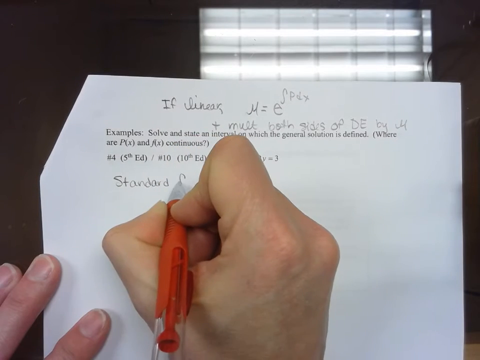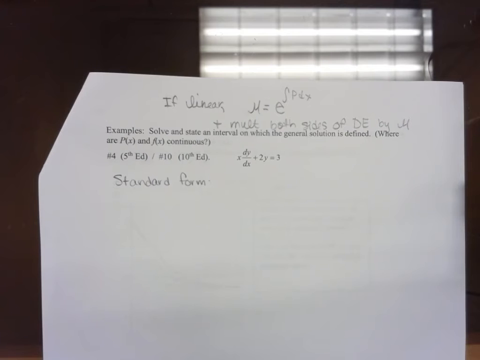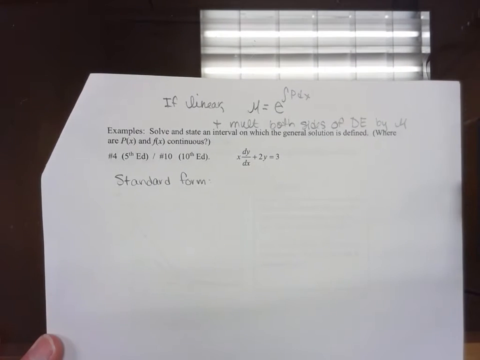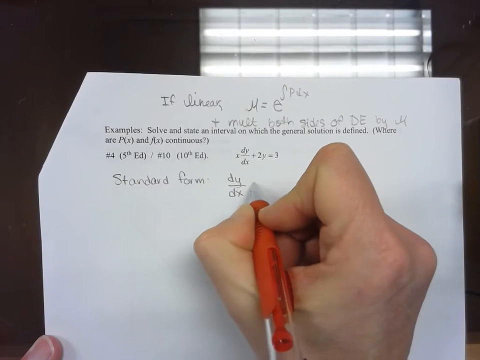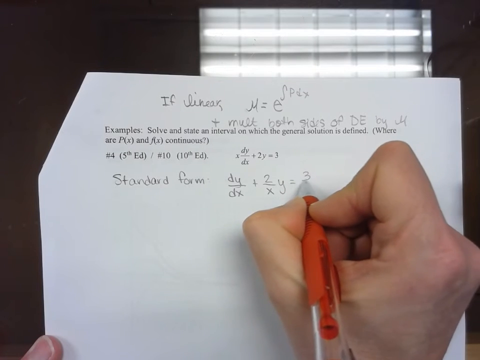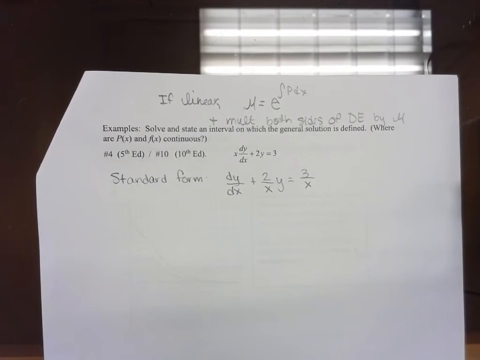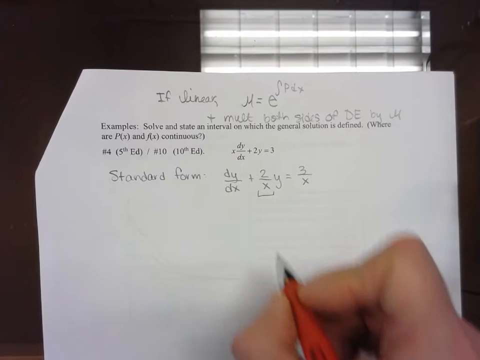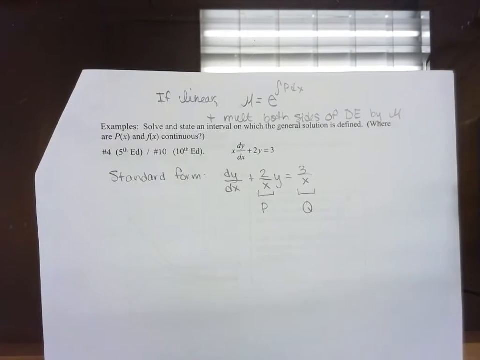The standard form, since I don't want anything in front of dy dx, I'm going to multiply everything by 1 over x, or divide by x. So I get dy dx plus 2 over x times y equals 3 over x. The p of x is what's in front of y. And we don't really ever use the q, but the q is what's on the right-hand side.